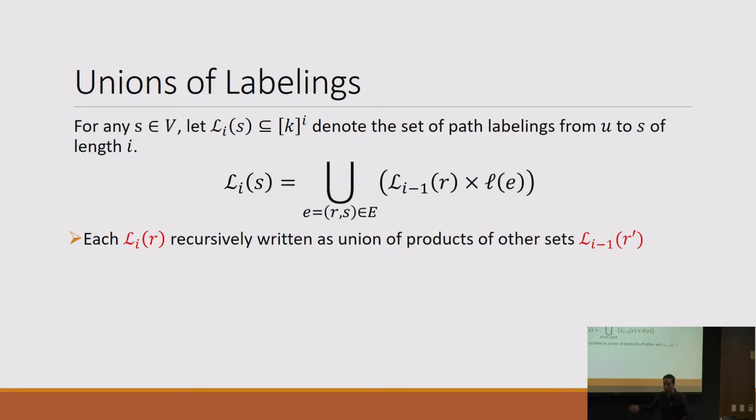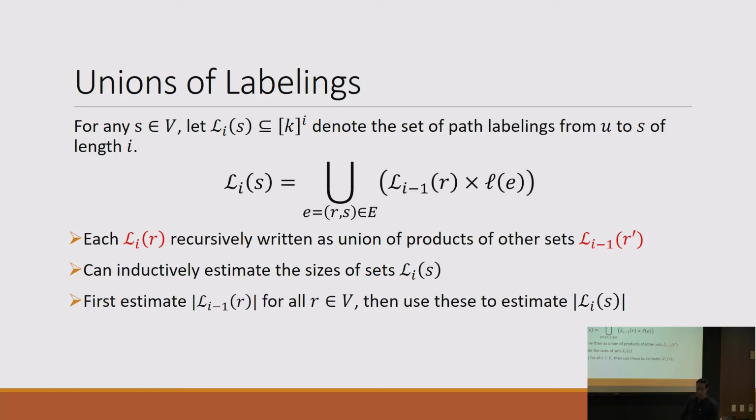So we've done this dynamic programming thing where we've written these sets L_i^R recursively as unions of other such sets with smaller size, L_{i-1}, the set of paths of length i minus 1, path labelings. So we're going to do this inductive thing where we compute estimates of the size of each of the sets, path labelings of length i going into S. We're going to first estimate the path labelings of length i minus 1 and then use these to estimate the path labelings of length i. This is a standard dynamic programming approach.